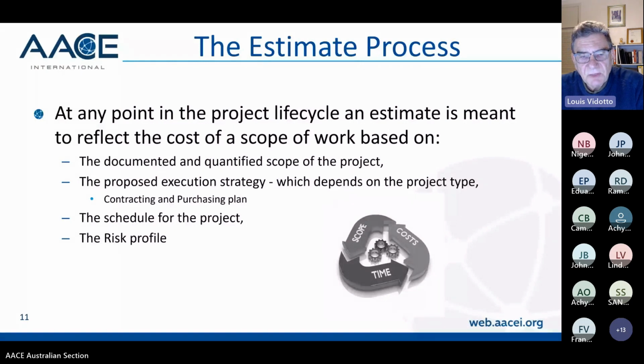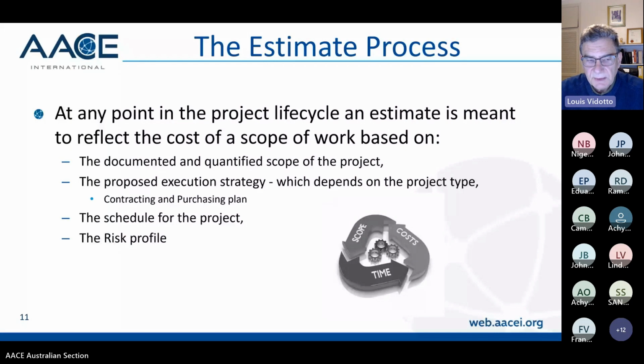So at any point in the project life cycle, an estimate is meant to reflect the cost of a scope of work based on the documented and quantified scope of the project. I can't stress enough the importance of quantities by the commodity code structure and standard units of measure, so you can estimate it. The proposed execution strategy, which depends on the project type. Some projects are owner delivered, some projects are EPCM, some projects are alliances or partnering type agreements.